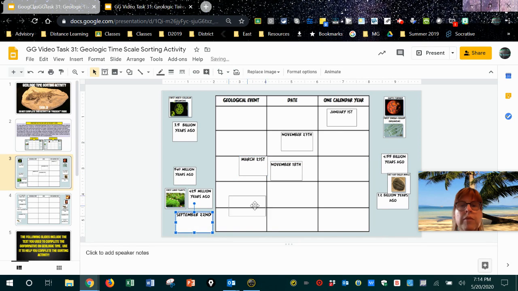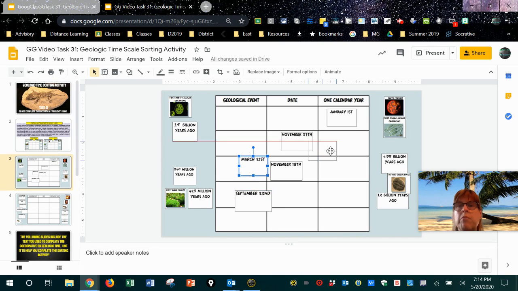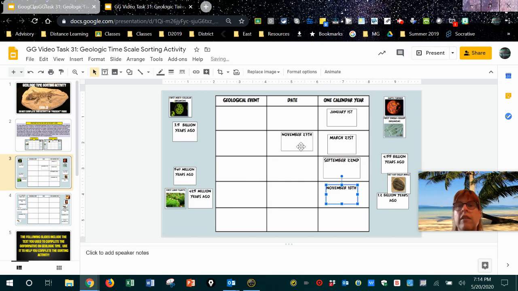I've got September. So out of these dates, what's going to come after January? And that would be March 21st. And then we have November 27th, 18th, September. So September is going to be next in line. And then 18th, and then the 27th. So these are the dates we're working with. And what that's showing is how long before these things happen in geologic time.